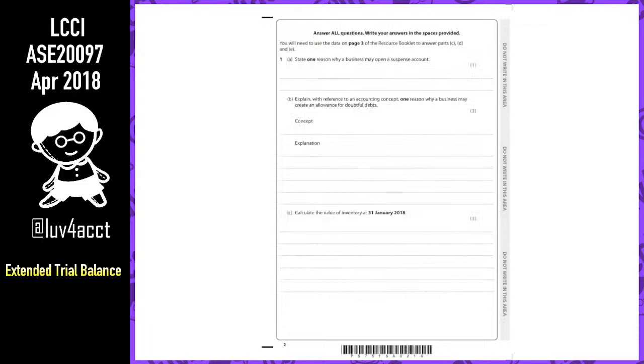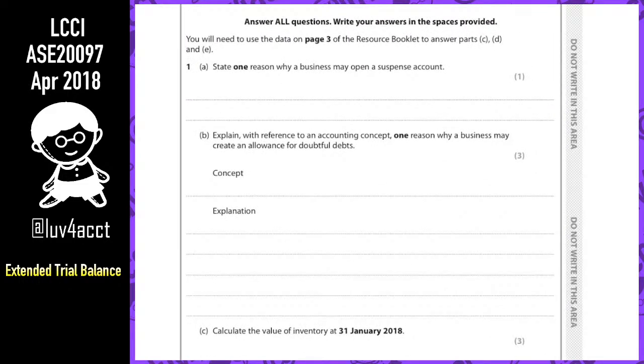Let's take a look. State one reason why a business may open a suspense account. It is because the total of the debit side is not equal to the total of the credit side in the trial balance. And this suspense will hold the balance before you can locate and correct all the errors.